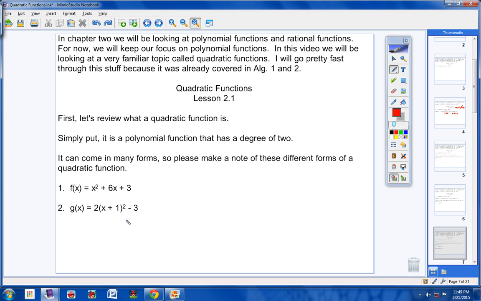Okay? Here's another example of a quadratic function. Now I'm going to show you in a second how we know this is a quadratic function, okay? But go ahead and copy this in your notes. This is called standard form, by the way. Standard form. We're going to talk about that a little later during the lesson today, okay?